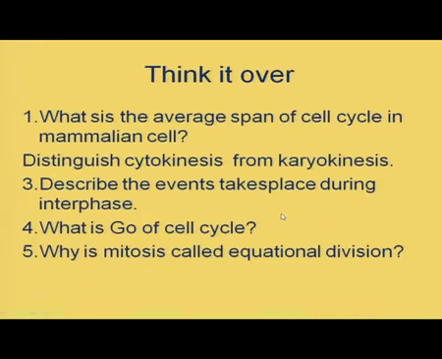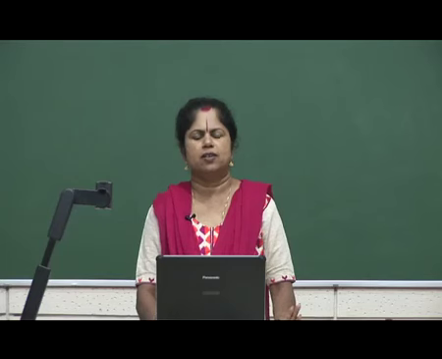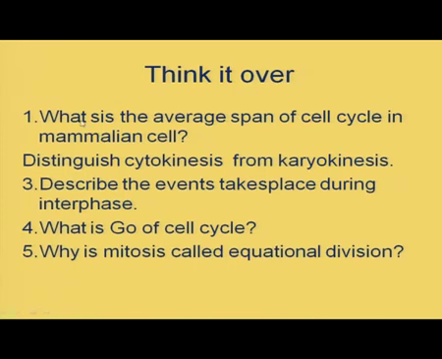Now, here are some questions for you to think and answer. The first question: what is the average span of the cell cycle in a mammalian cell? Distinguish cytokinesis from karyokinesis. Describe the events that take place during interphase. What is G0 of the cell cycle? Why is mitosis called equational division?